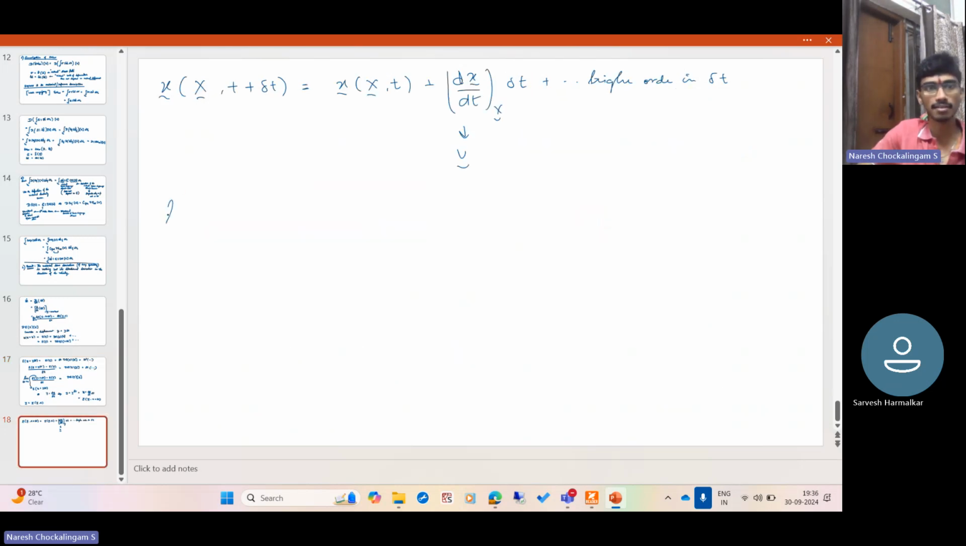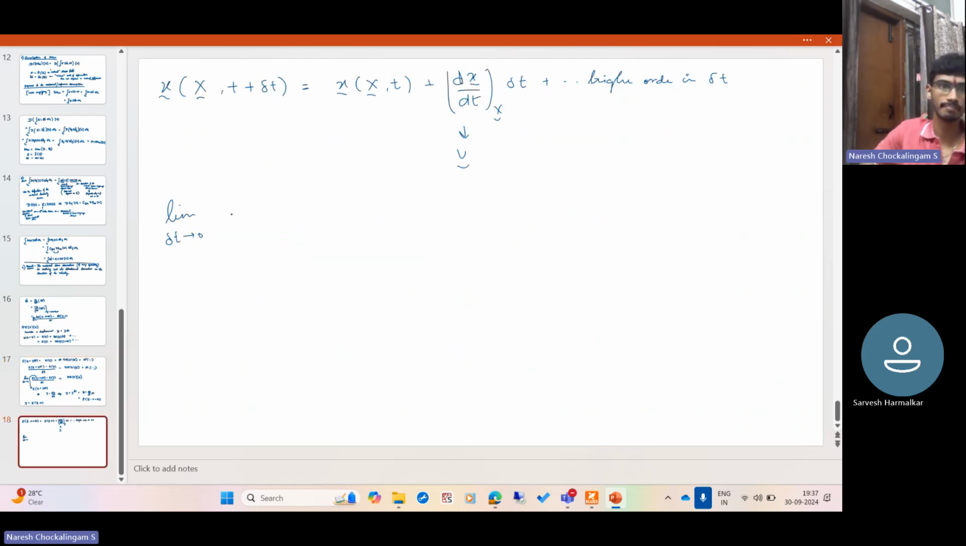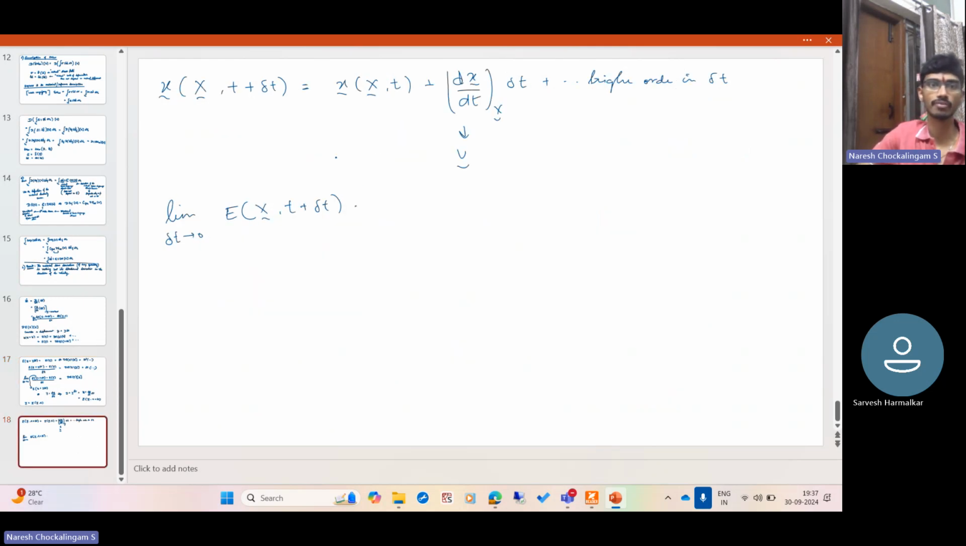So this you can write as the limit delta t tends to 0 of E of x plus v delta t, which is E of x of X comma t plus delta t, minus E of x of X comma t, divided by delta t, plus higher order terms, those will vanish because you're taking the limit delta t tends to 0. This is equal to the directional derivative of E at the point x in the direction v.